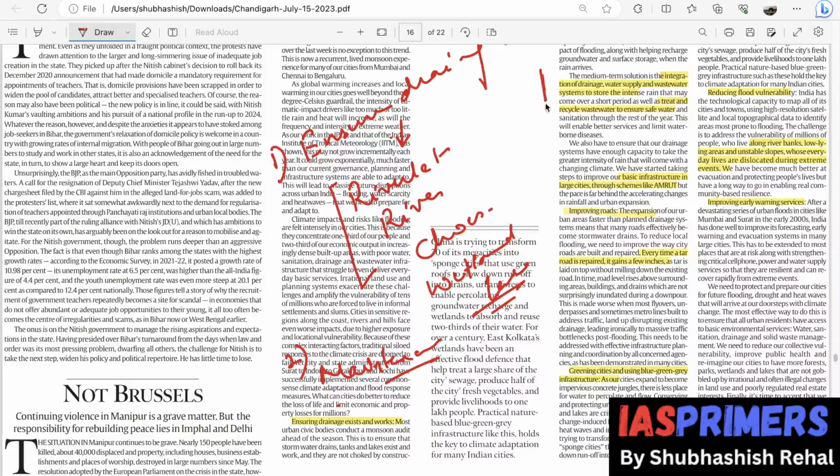Besides this, storage of excess water, integration of drainage, water supply and wastewater systems to store intense rains. So rainwater harvesting, something like this. And also recycle wastewater, so that whatever water is wasted can also be recycled. Now this can be a separate topic, that is grey water policy, the need for it. Grey water is the wastewater that is recycled.